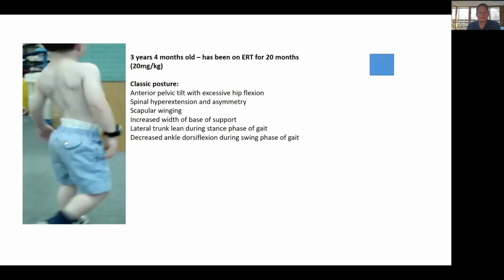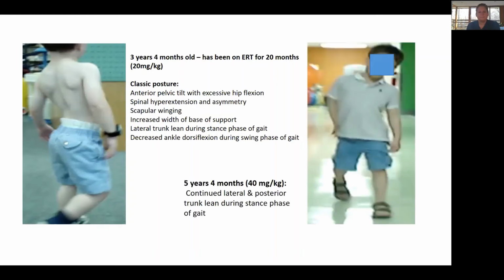Here's one of the patients where he's 3 years, 4 months old and had been on ERT for 20 months. And you can see the classic posture here, the anterior pelvic tilt with excessive hip flexion, scapular winging, a lateral trunk lean during the stance phase of gait. And then here at 5 years, 4 months, his enzyme dose was increased. It's actually doubled, but he continues to have the lateral and posterior trunk lean during the stance phase of gait.